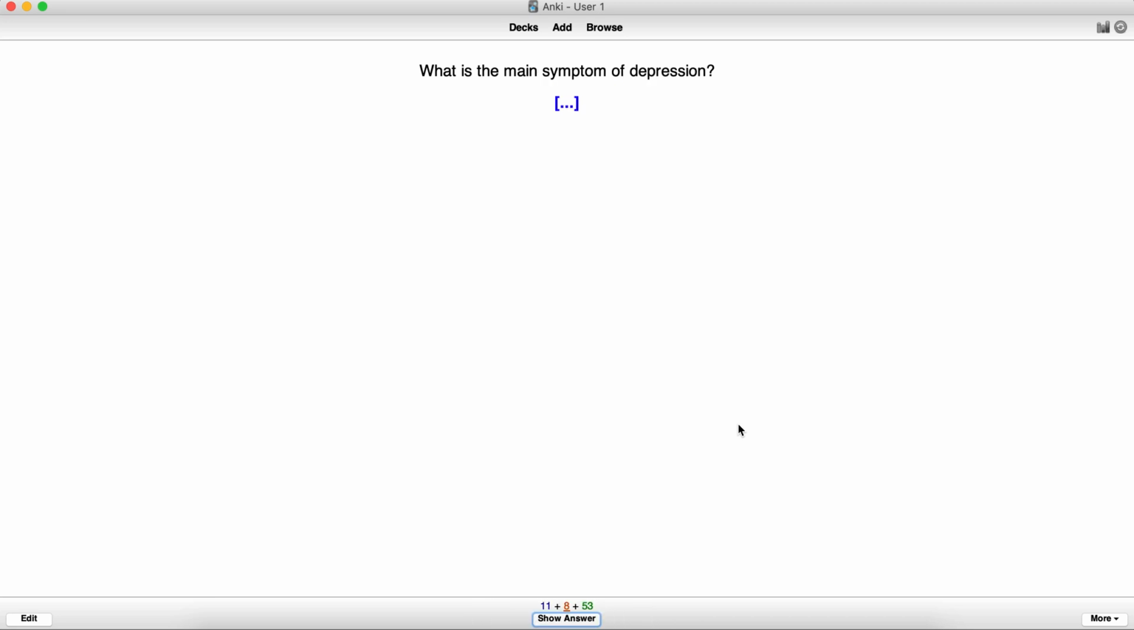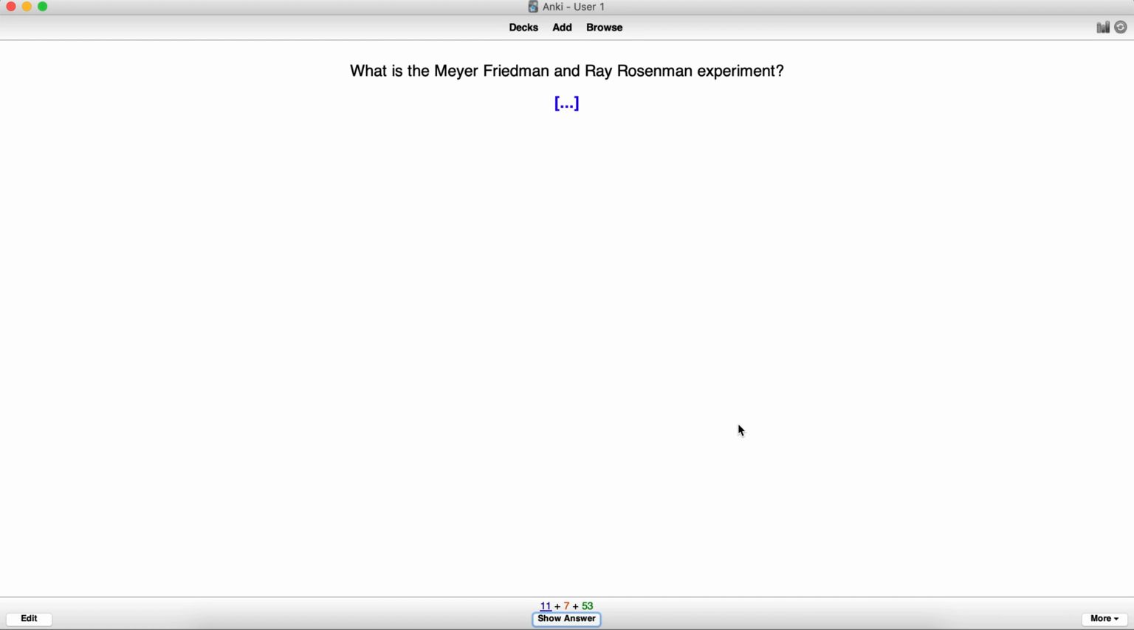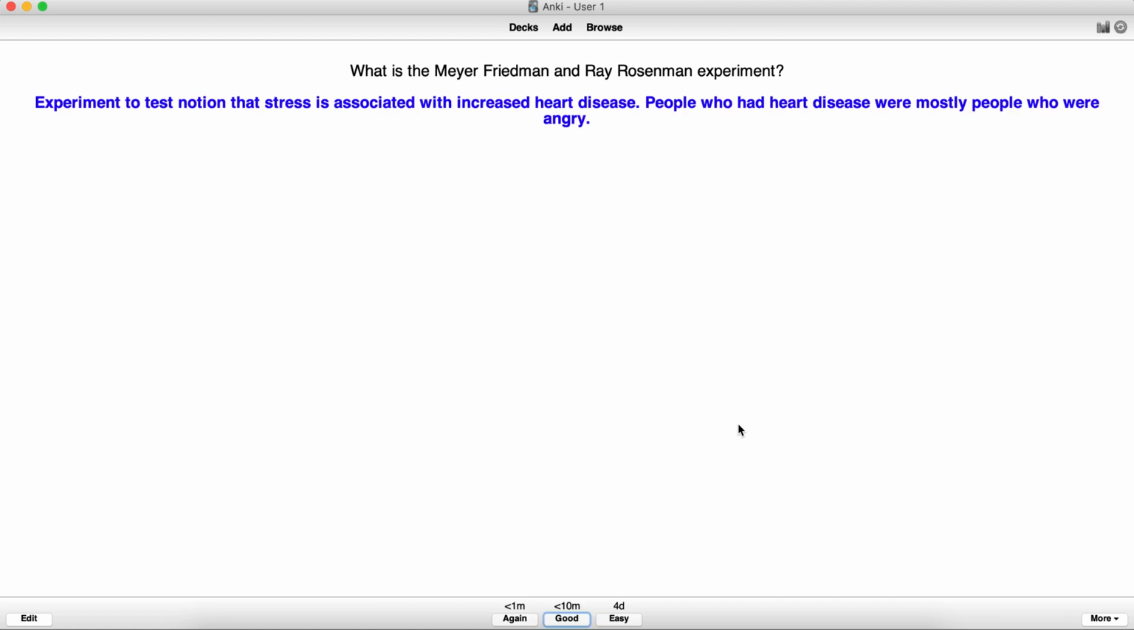What is the main symptom of depression? Anhedonia, in which you're unable to perceive pleasure, so you perceive more stressors. Anhedonia. What is the Meyer Friedman and Ray Rosenman experiment? No idea. This notion that stress is associated with increased heart disease.